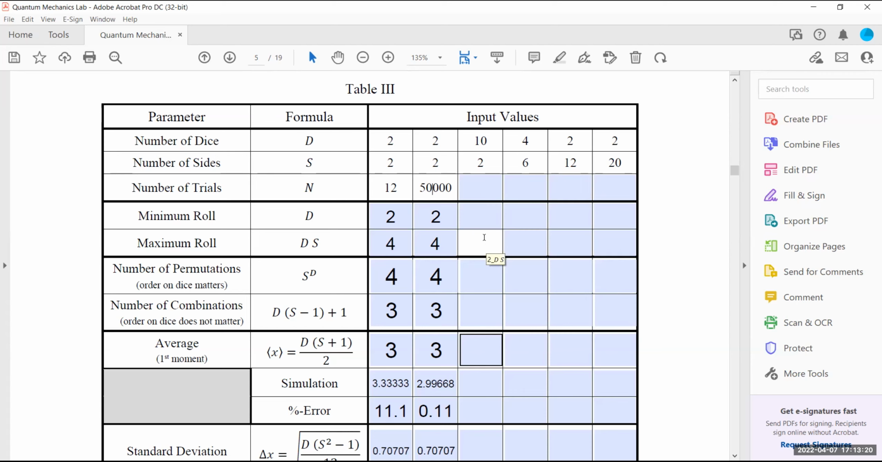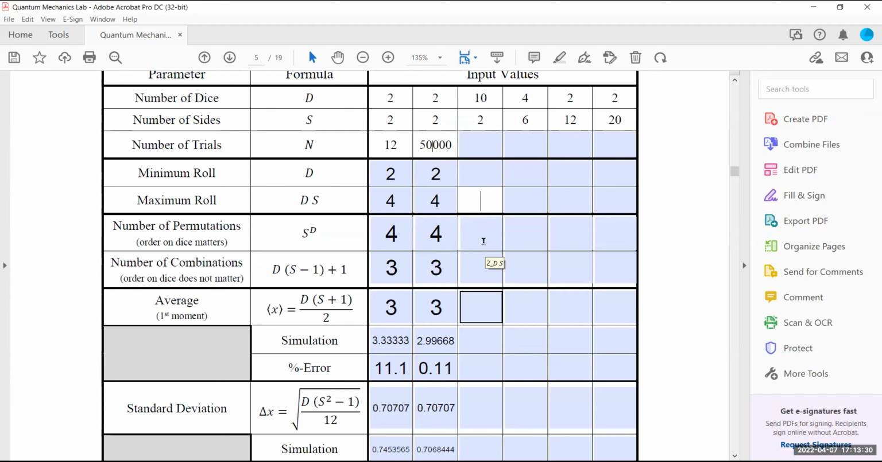Okay. In other words, this is D, and D is going to be 10, and this is D times S, which is going to be 20. Okay.